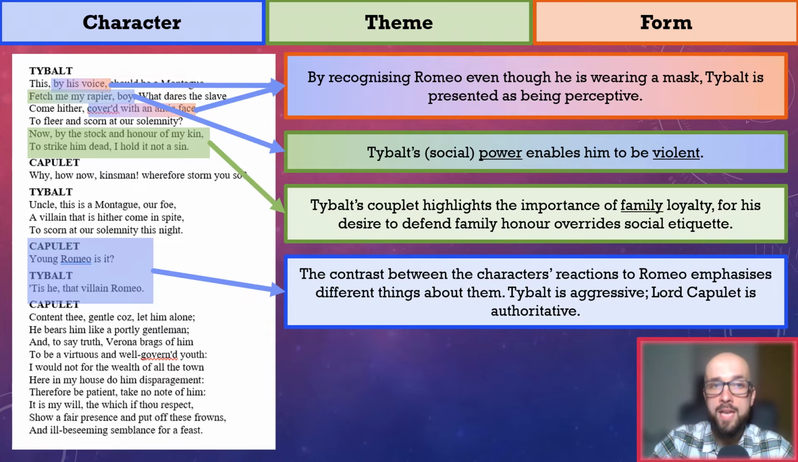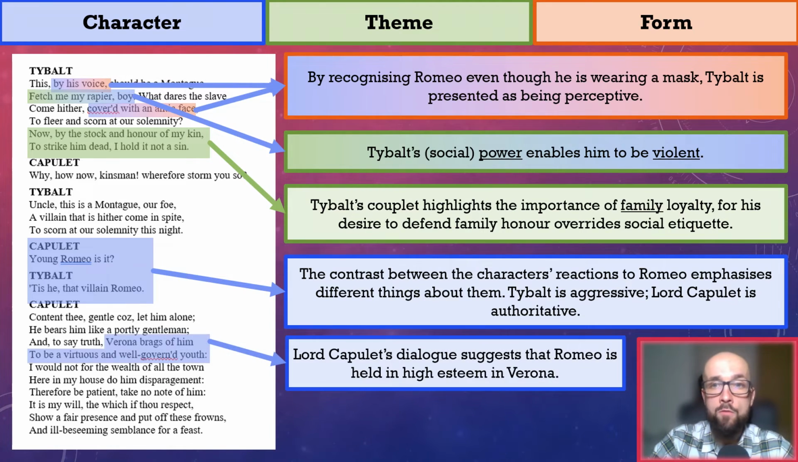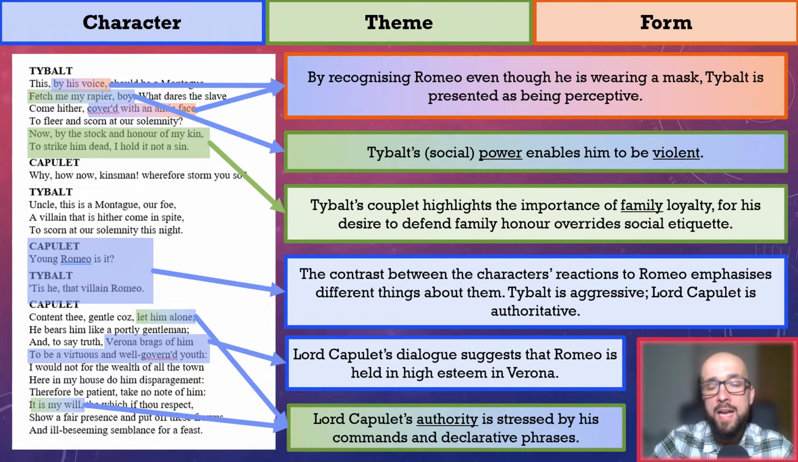Now, sticking with Lord Capulet, when he reveals that Verona brags of Romeo, we learn that Romeo is held in high esteem in his hometown. And last, Lord Capulet's authority is apparent in how he commands Tybalt and uses declarative phrases. Now, the relationship between commands and authority should be apparent, but declarative phrases also relate to authority because they suggest that Lord Capulet's mind is made up and that he cannot be swayed whatsoever.